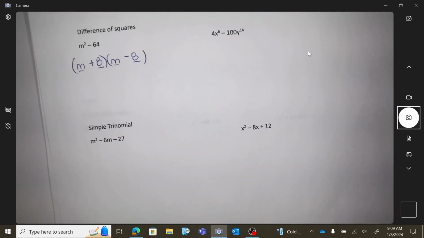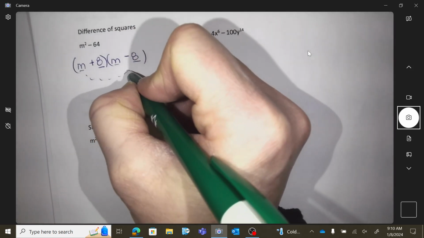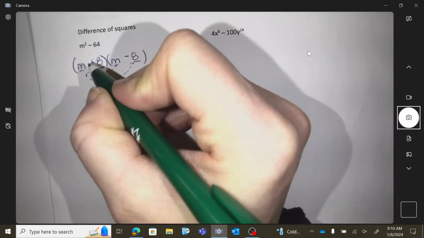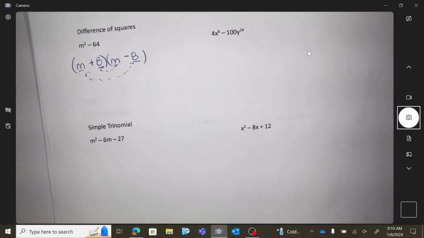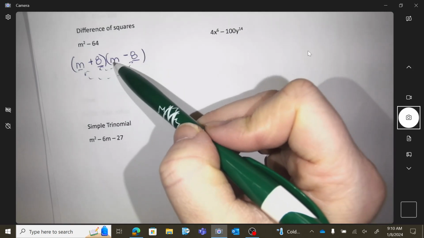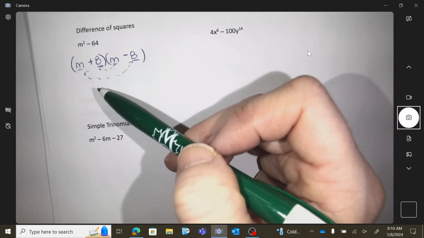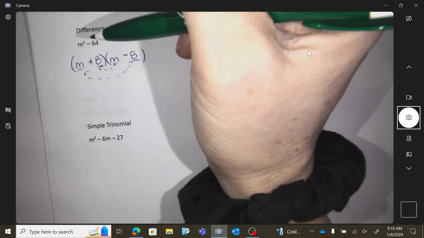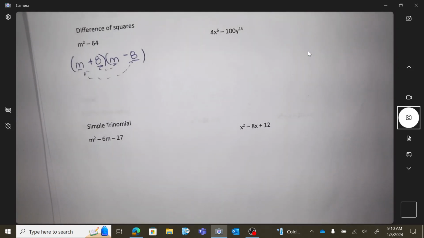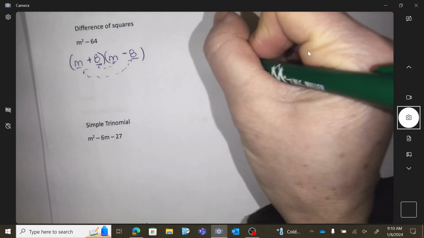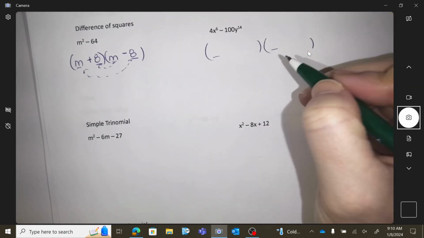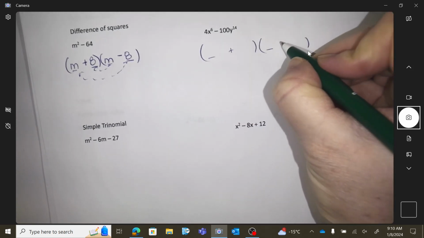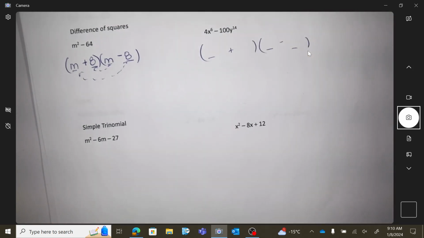8 times 8. Okay, and it has to be the same thing because technically when you're foiling, if you can remember that process, this and this are making 0, which is why there's only 2 terms instead of 3. So they have to be the same thing with a plus minus. Okay, so same idea. Same thing, but a plus and a minus. So what do you want to have at the front to make the 4x6?